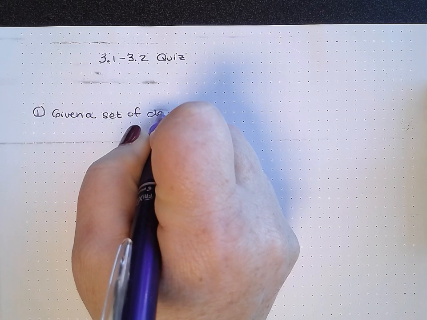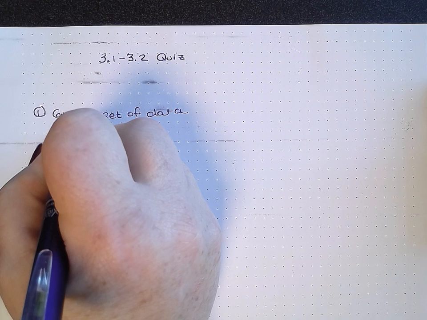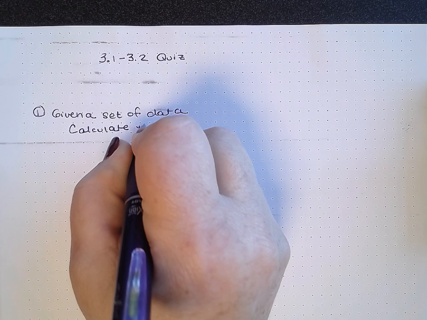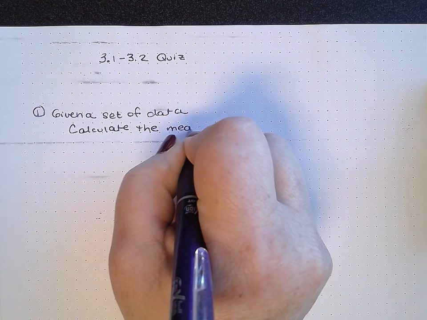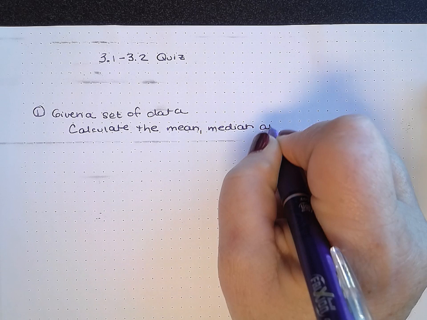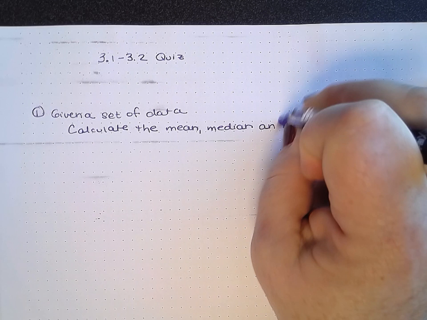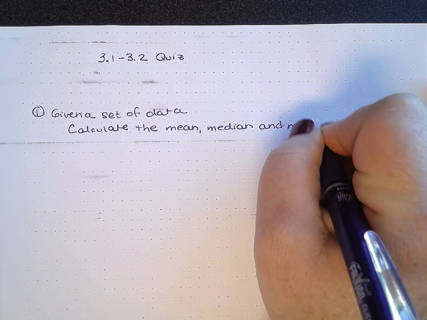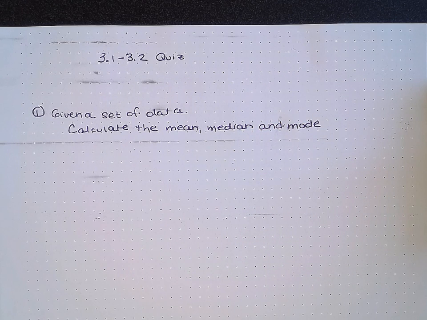And you're going to have to calculate the mean, median, and mode for this data. So obviously you could do this all in the calculator except for the mode. Remember, the mode is the one that occurs the most often.